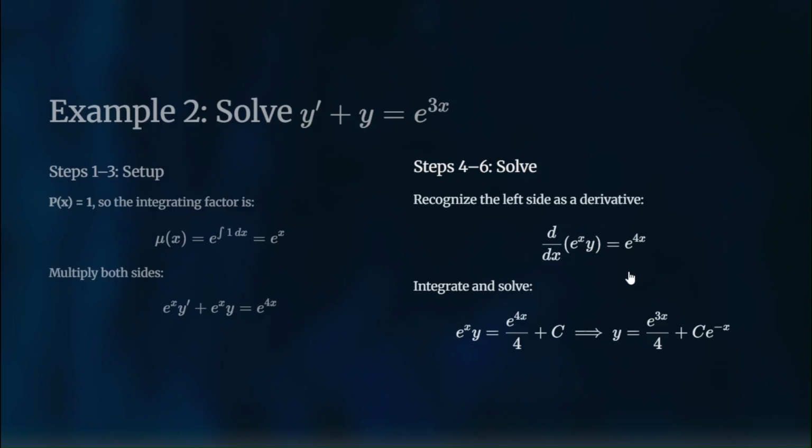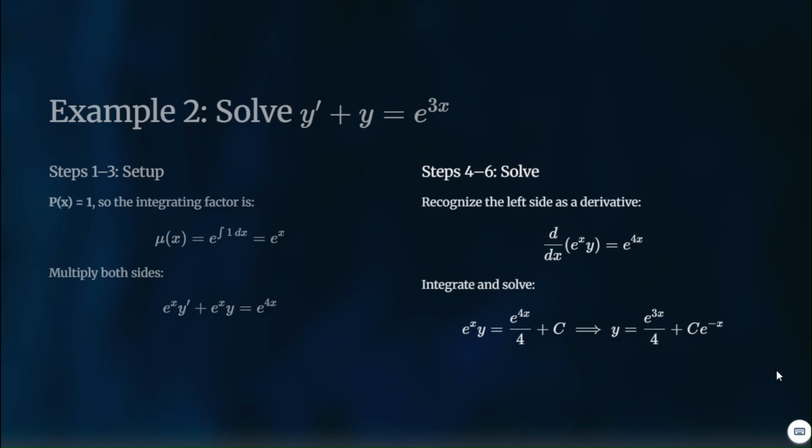Now integrating both sides, this integral will become simply e to the power x times y, and the antiderivative of e to the power 4x with respect to x will be e to the power 4x over 4 plus c. In order to solve for y, we need to isolate it, so we'll need to divide both sides by e to the power x. So y will be equal to e to the power 3x over 4 plus c over e to the power x, which is the same as c e to the power negative x.